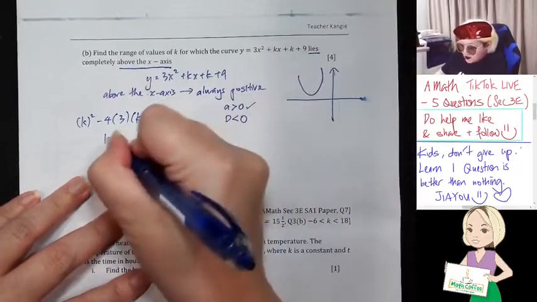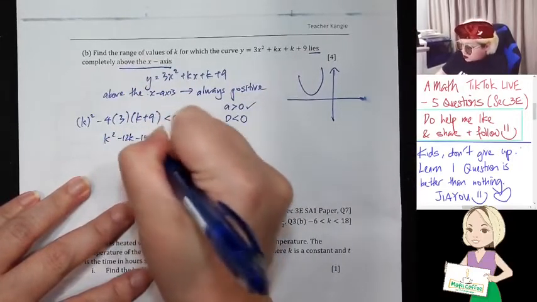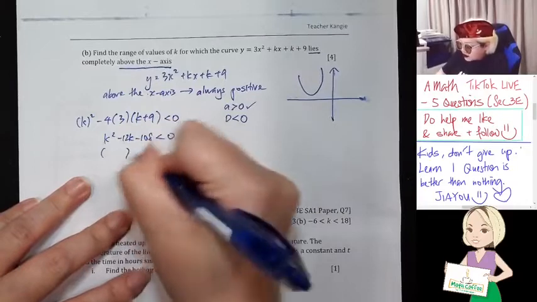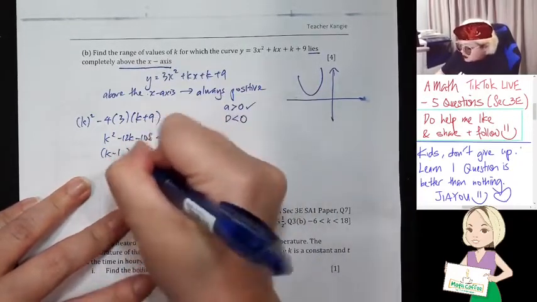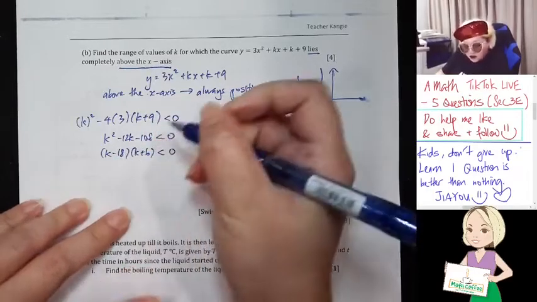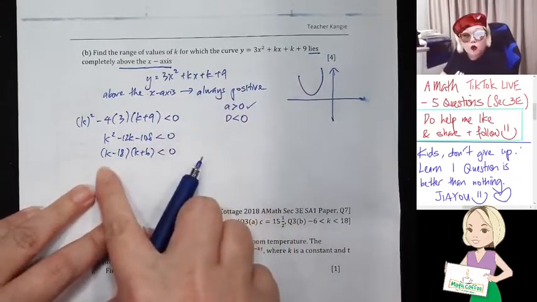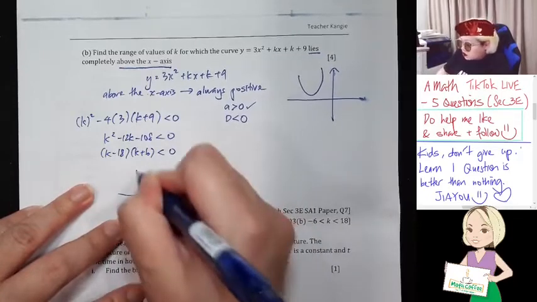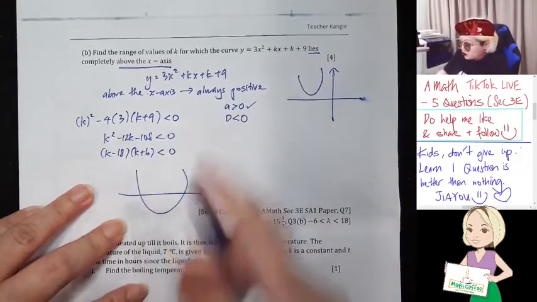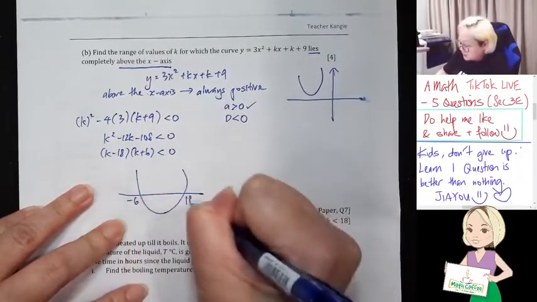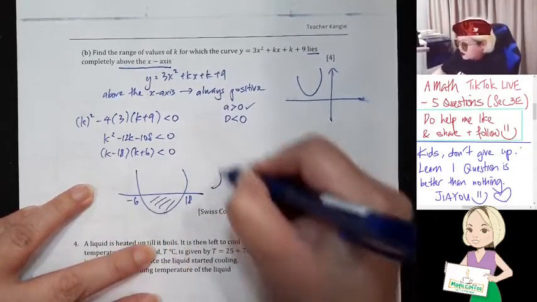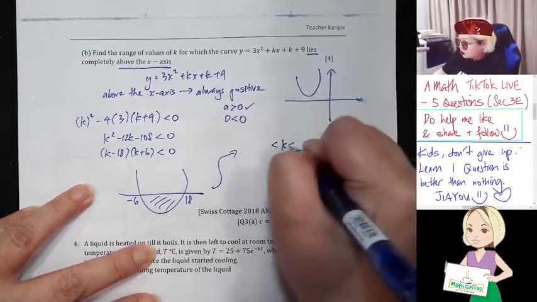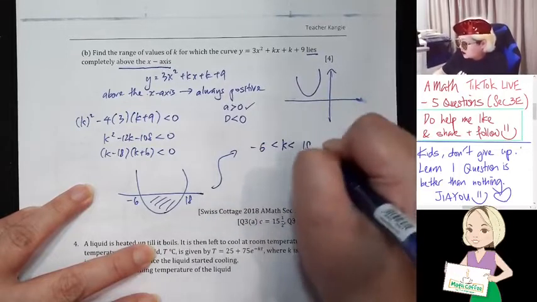So I will get k squared minus 12k minus 108 less than 0. Factorize this. I get k minus 18 and k plus 6. So remember quadratic inequality, I want you all to always draw the happy face. Put in the two values, I have minus 6 and 18. Less than 0, you shade the below. So in the end, my answer is k is between minus 6 and 18. Done.